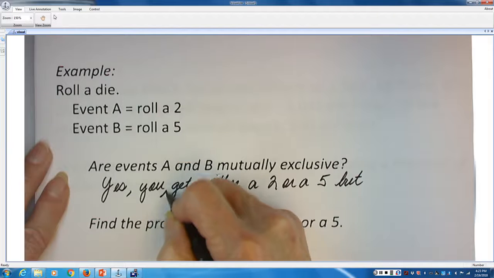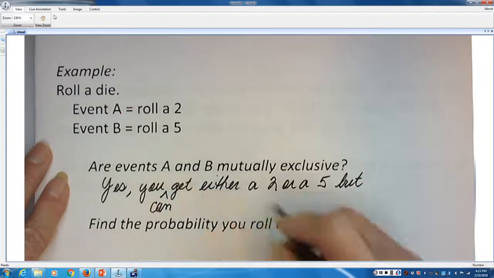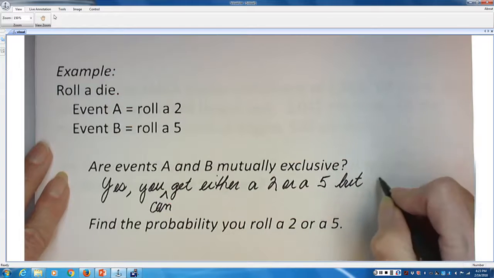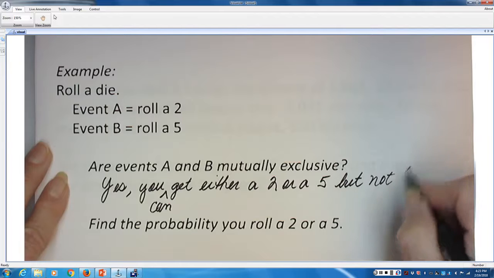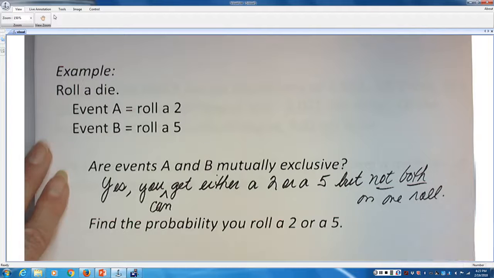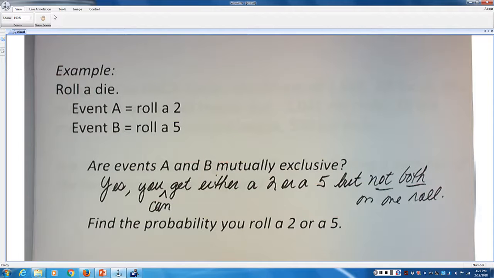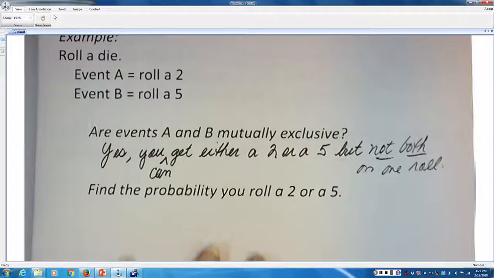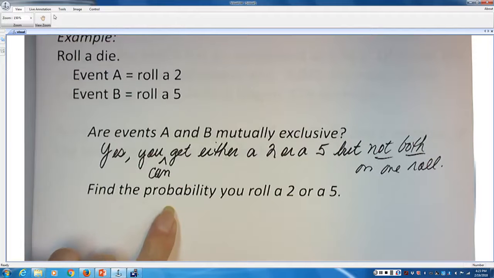And I should say here, it doesn't guarantee you will, but you can get a 2 or a 5, but not both on one roll. It's the idea they can't both happen simultaneously. Now that's going to make a difference in how we answer this question.